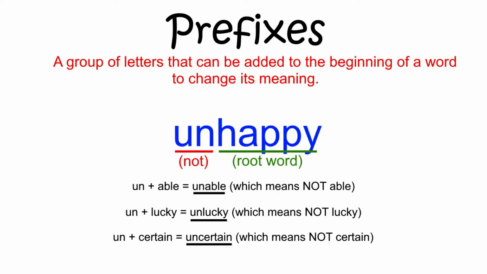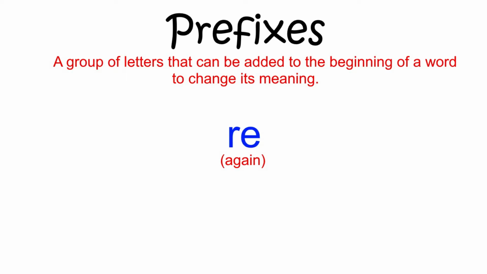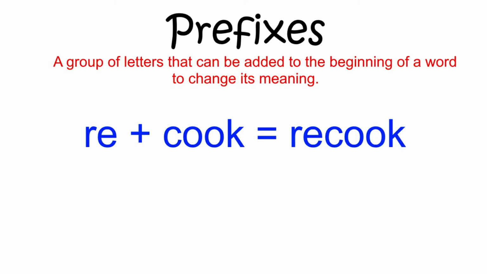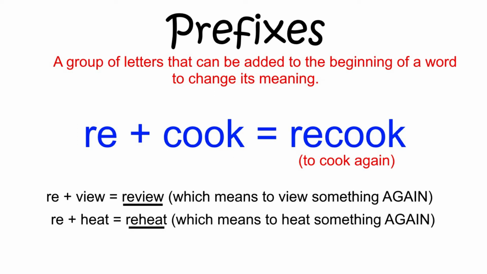Another commonly used prefix is re. The prefix re means again. When added to the root word cook, you get re-cook, which now has the meaning to cook again. More examples of root words to which you can add the prefix re are view, heat, and play.